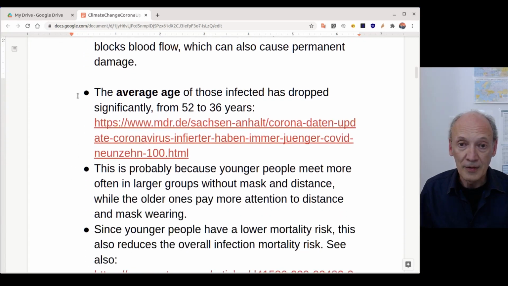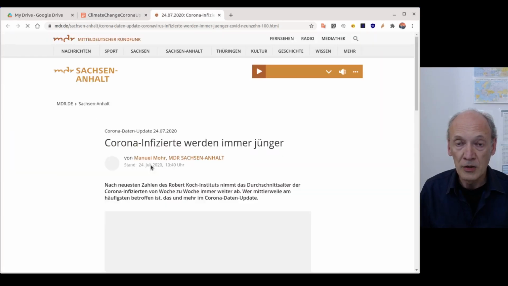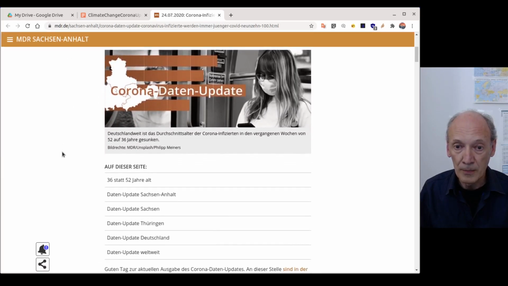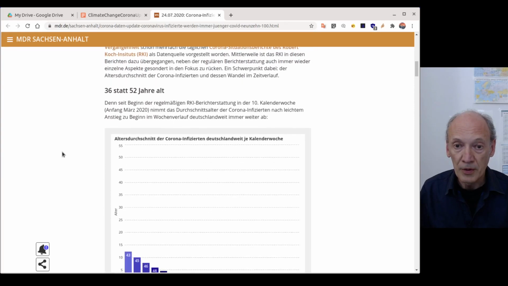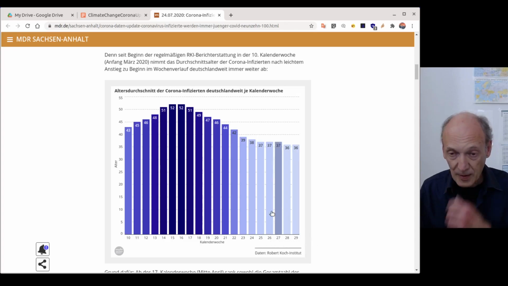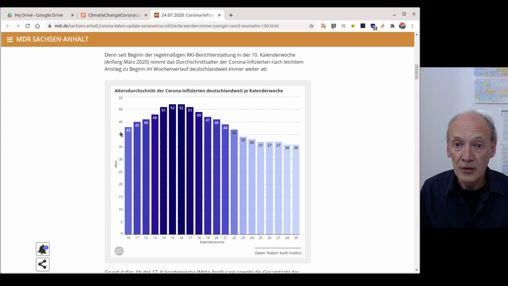Also interesting news is that the average age of those infected has dropped significantly from 52 to 36 years in Germany, and that's partly good news. So when you look at this German newspaper here, we can see the age distribution, how it changes over time. So it says infected become younger. When you scroll down, you can see the plot. Here you can see the calendar week on the horizontal axis, and here the average age of infected. You can see it's going up in spring, and then it goes down during the summertime.